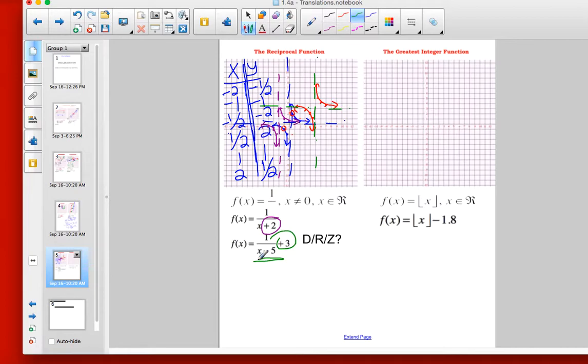Zeros do change, especially that last one. Again, kind of the same way we did it before, you could just basically set it equal to 0 and solve the equation, which I'll do. We'll do it really quick.